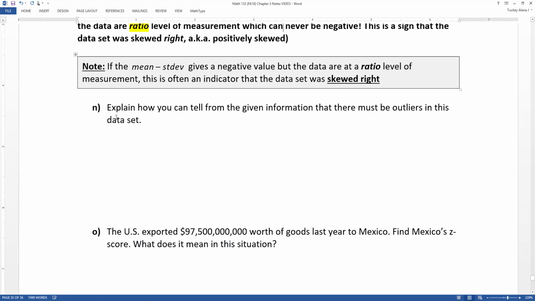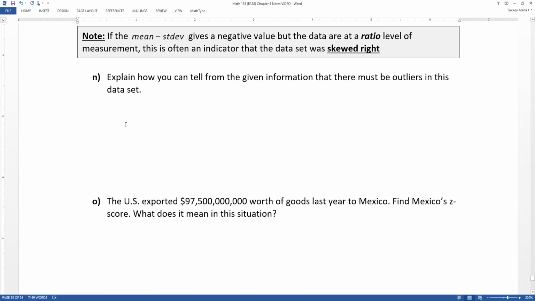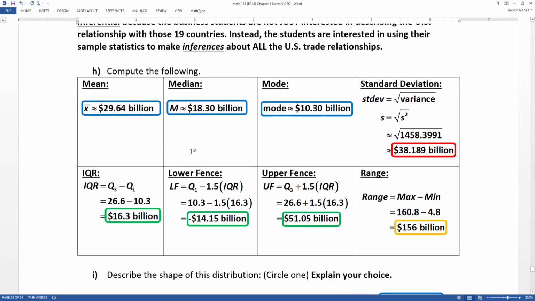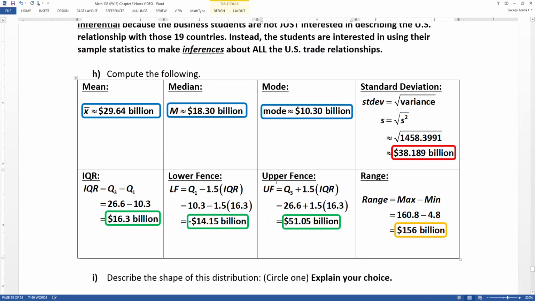All right, now how can you tell from the given information that there must be outliers in the data set? Well, the max is kind of a sign. When you look at your fences right here, your upper fence is 51.05 billion and your lower fence is negative. The negative one we can ignore because we're never going to have a country that we export less than negative 14.15 billion. We're never going to have a country that low anyway. The lowest we could export to is 0. So the upper fence is where it's going to happen.